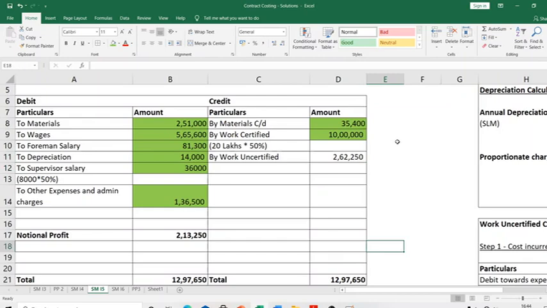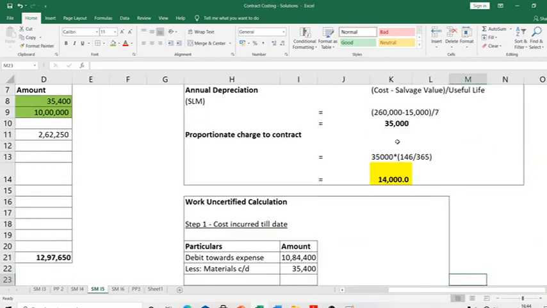I have broken the calculation into several steps. If you understand each step, you will understand why this 2,62,250 is what it is. Okay, see. First thing I want to do is understand what is the cost I've incurred till date. From 1st April 2018 or whatever date till 31st December, what is the cost that I've incurred? I want to understand that.